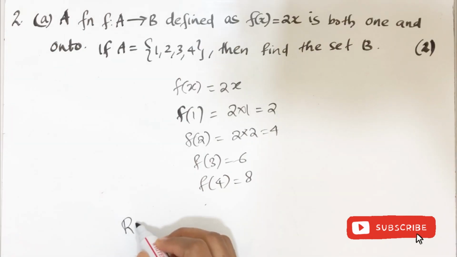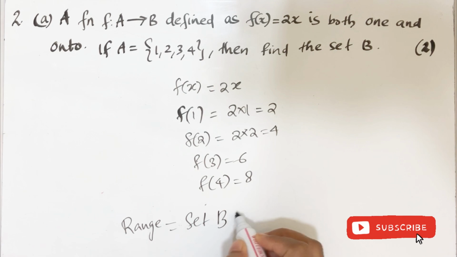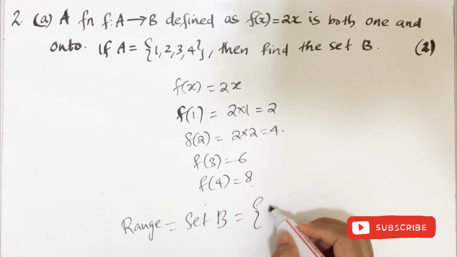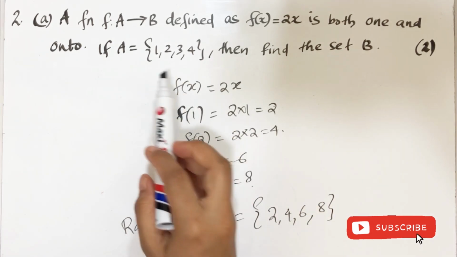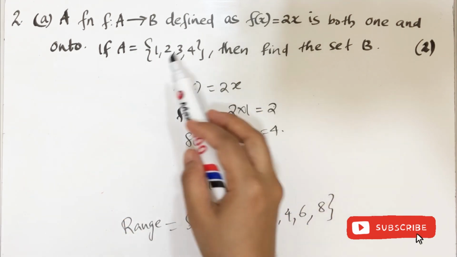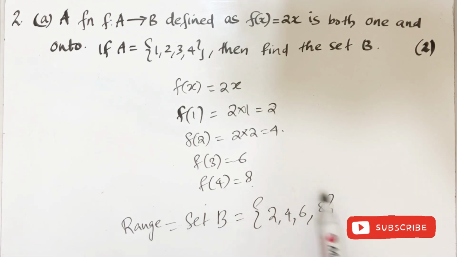So what will be the range, or what will be the set B? Range equal to set B equal to 2, 4, 6, 8. Okay, we need to find the images of the set. That is 1 maps to 2 into 1, 2. 2 maps to 4, 3 maps to 6, 4 maps to 8. So the set B is 2, 4, 6, 8. Simple question, you will get 2 marks.